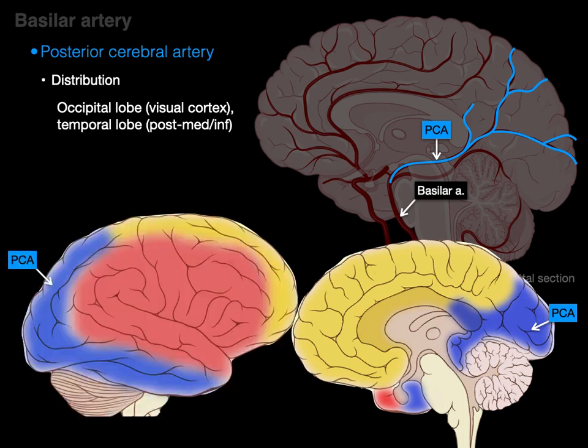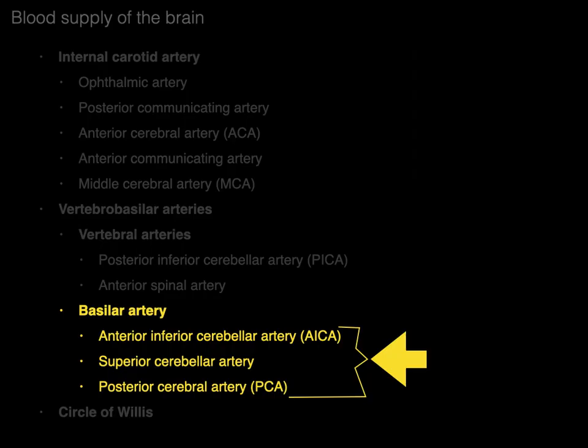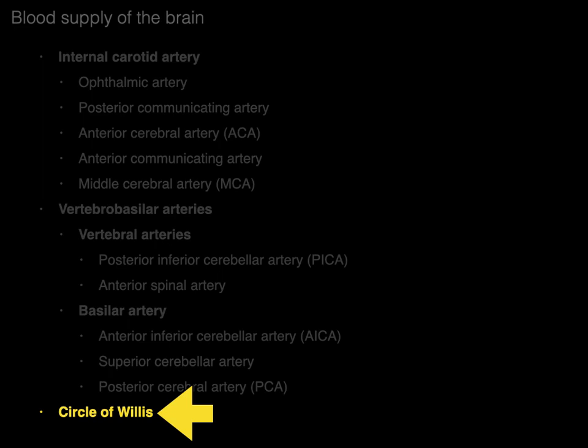And in the lateral view, you can see the posterior cerebral artery in blue supplying the occipital lobe and also the bottom or inferior portion of the temporal lobe. So now we've done the basilar artery, let's talk about the circle of Willis. So what's the circle of Willis? Well, it's collateral circulation between our two internal carotid arteries and the vertebral basilar arteries.